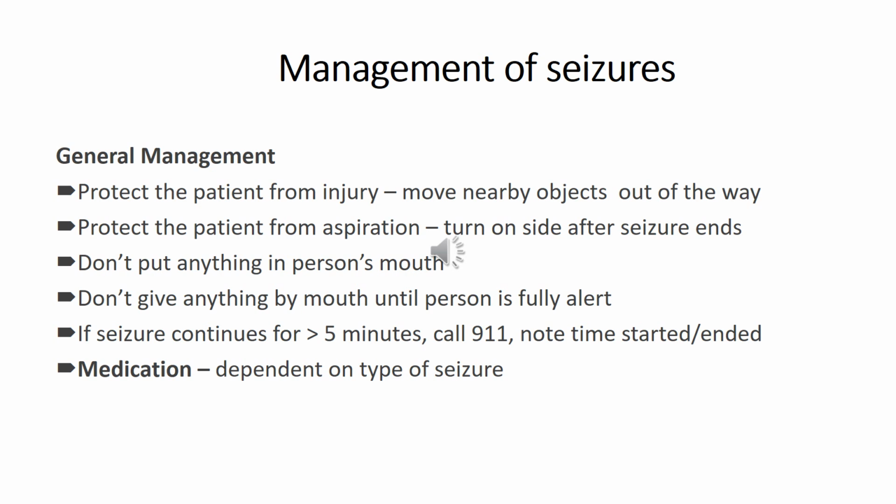General management of a patient who is having a seizure is to protect the patient from injury and protect the patient from aspiration. In this case, you may want to turn the patient on their side after the seizure ends or while they're having a seizure. Don't put anything in their mouth. Don't give anything by mouth to a patient until they are fully alert. If their seizure does occur for longer than 5 minutes, you should call 911. Also note the time it started and ended. If medication is available, that should be given. Depending on the type of seizure is what type of medication may be given.